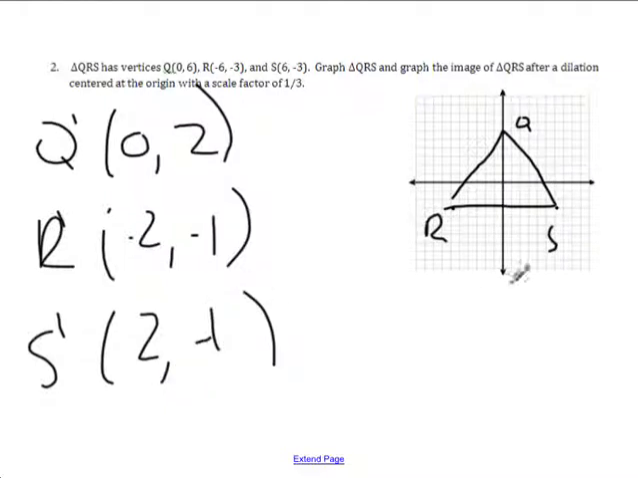So let's go ahead and plot those points. We're going over 0, up 2. That's going to be our Q prime. And then we're going left 2, down 1. That is going to be our R prime. And then we're going over 2, down 1, and that is going to be our S prime. So that right there is your new dilated shape.